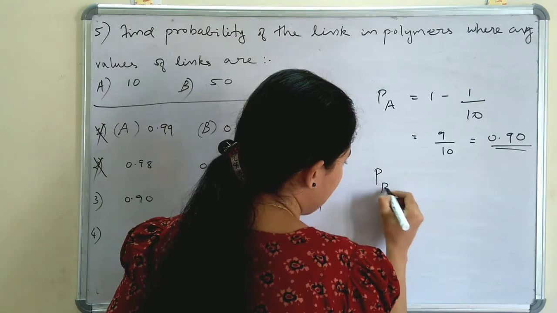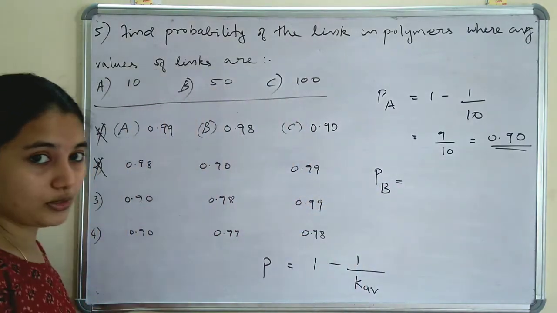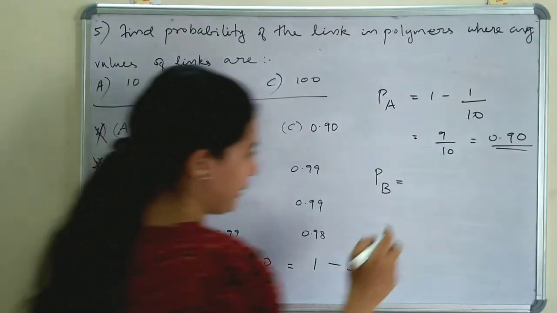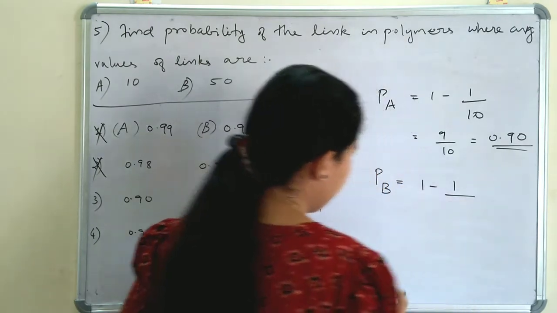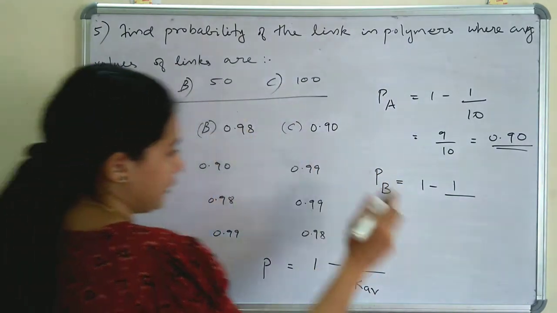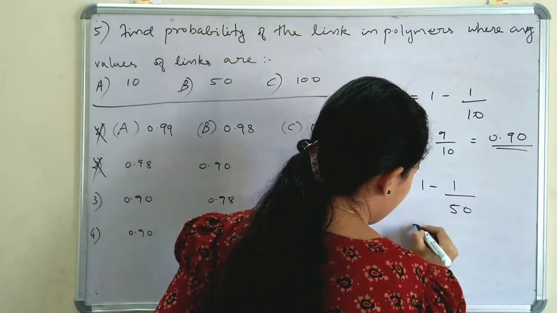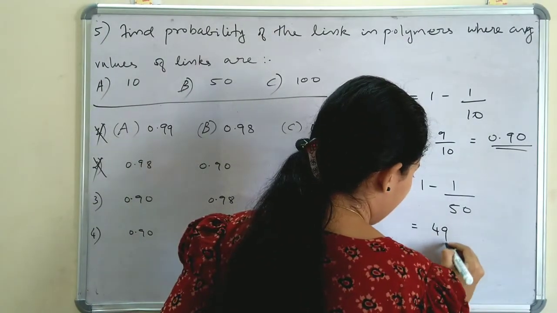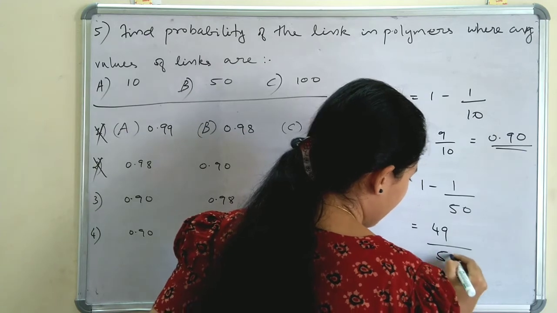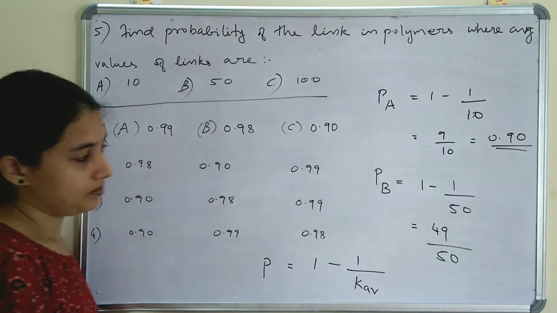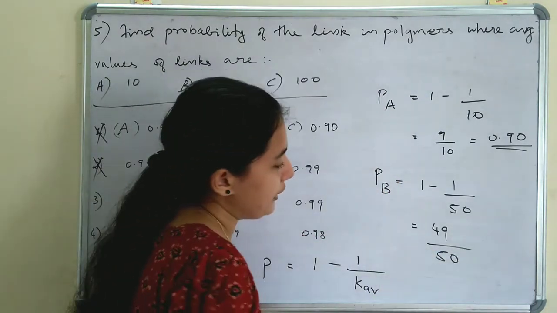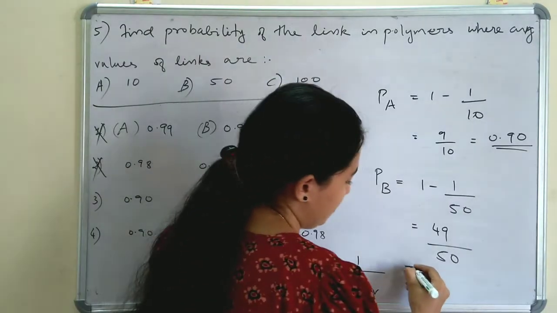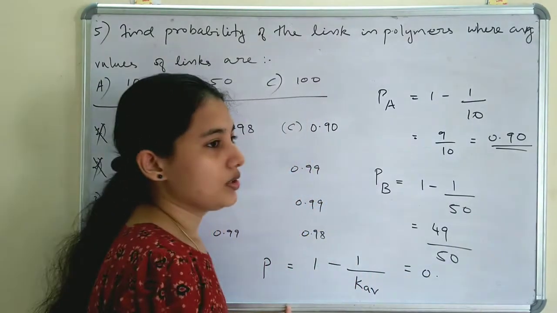Now we can find PB, the probability of the B link. So 1 minus 1 by K average, which is 50. So 50 minus 1 is 49 divided by 50. So 49 by 50 is 0.